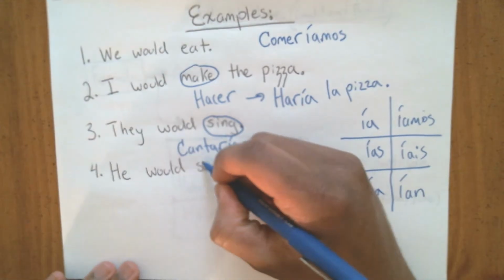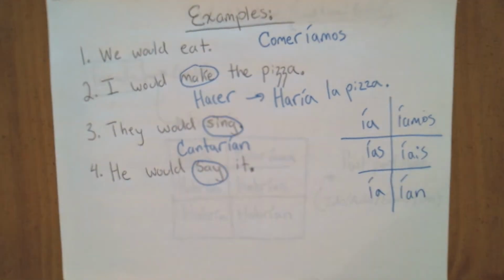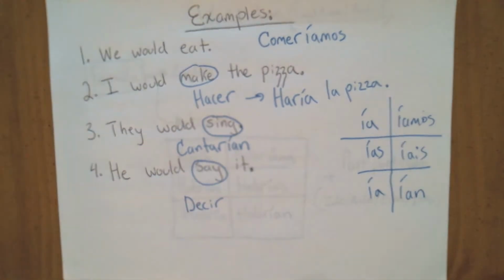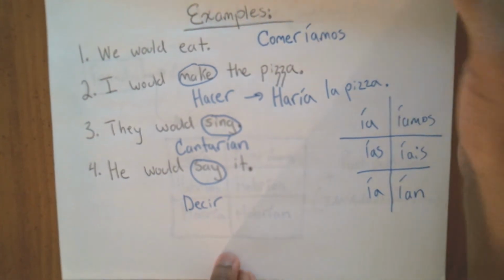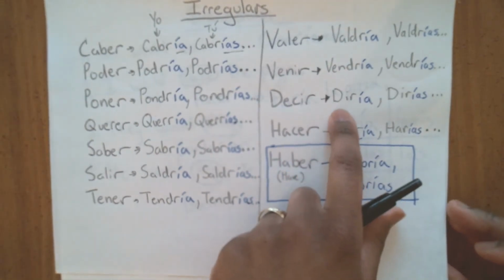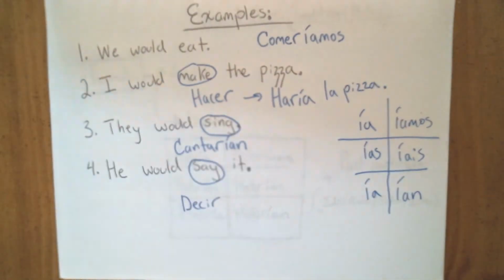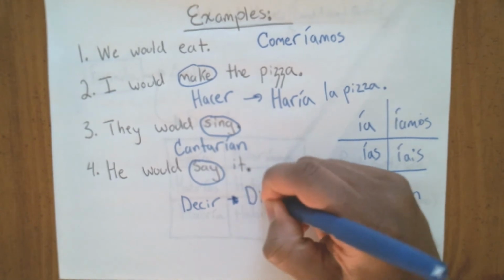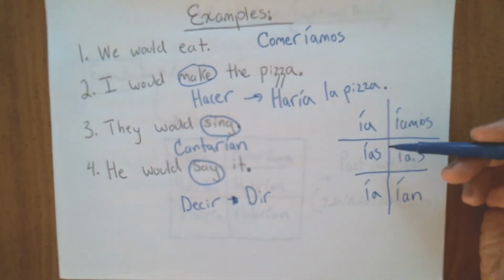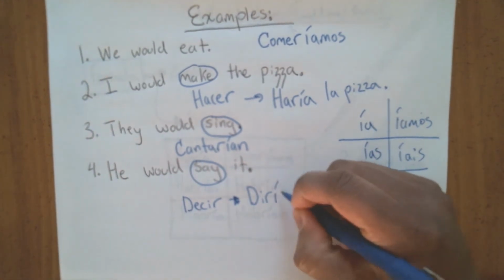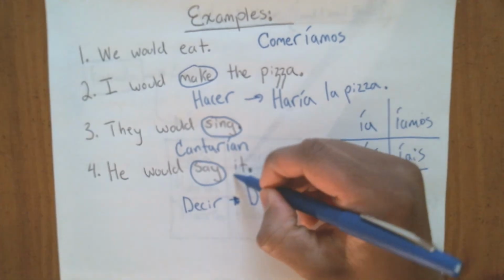He would say it. So we know that the verb we're working with here is say, and say in Spanish is decir. So do we just slap the ending on? Are we done? Absolutely not, because remember, decir is on this list of irregulars. We don't just put decería, it's diría, dirías, and so on and so forth. So we know that our root now becomes dir. Now, which would ending do we add to it? The one that corresponds with he. So it's just diría.